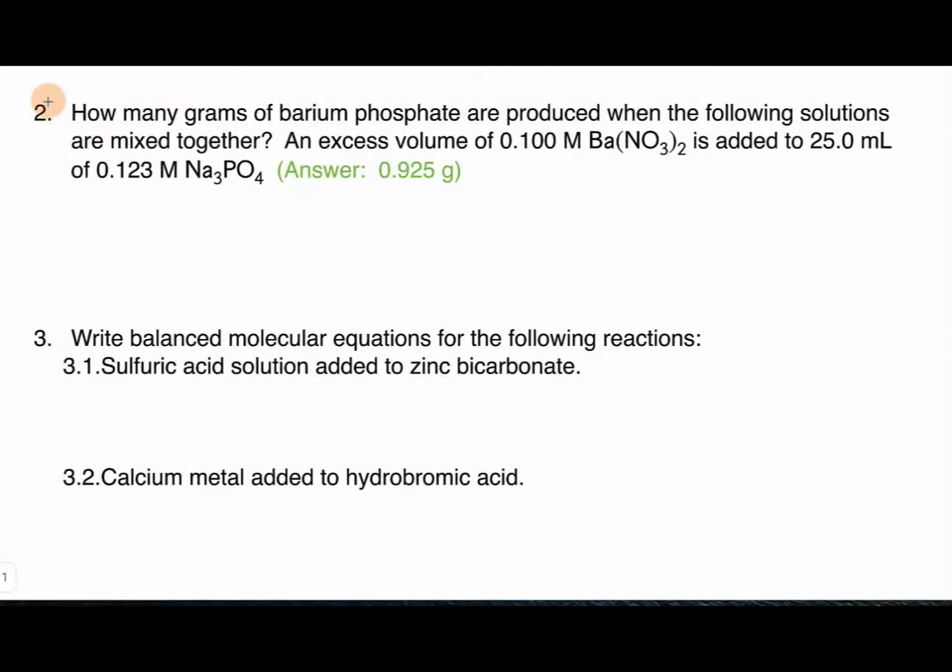Okay, let's work through problem number 2 here. And the problem is actually referencing the equation from number 1, and we'll take a look at that in just a minute. I just want to point out some language here.